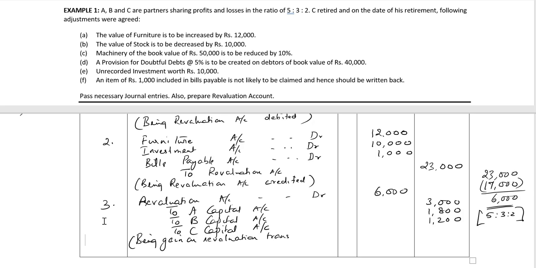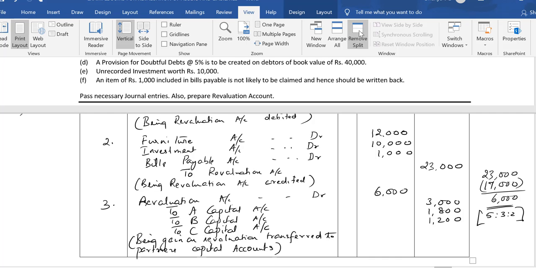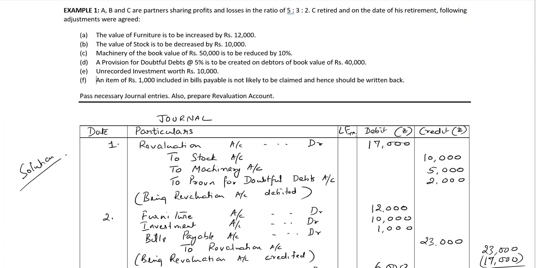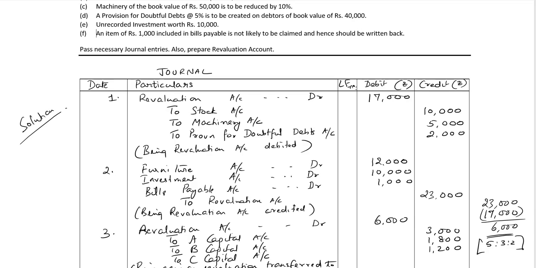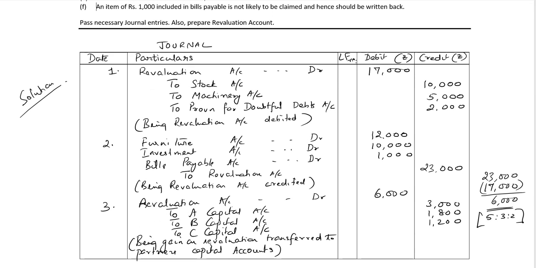transferred to partners' capital accounts. I'll remove the split. We can view all the three entries together. These are the three journal entries to be passed for this first example sum.